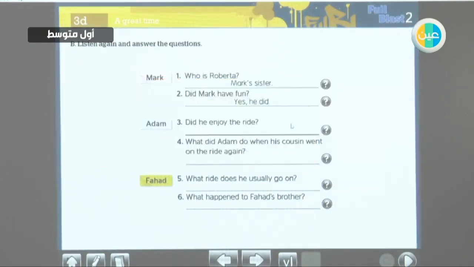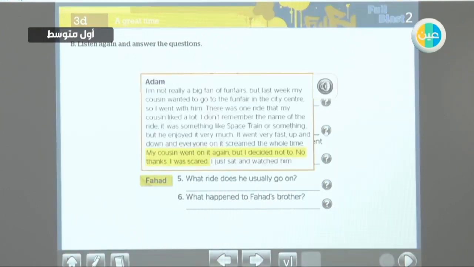Adam, did he enjoy the ride? No, he didn't. And let's see. My cousin went on it again, but I decided not to. No thanks. I was scared.